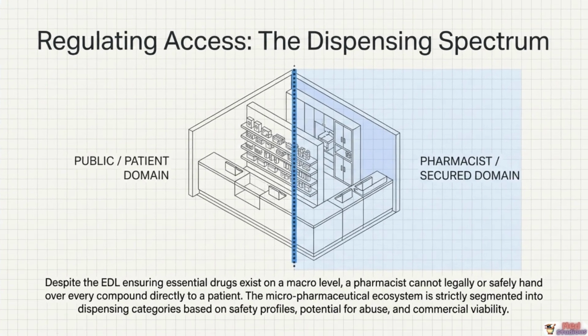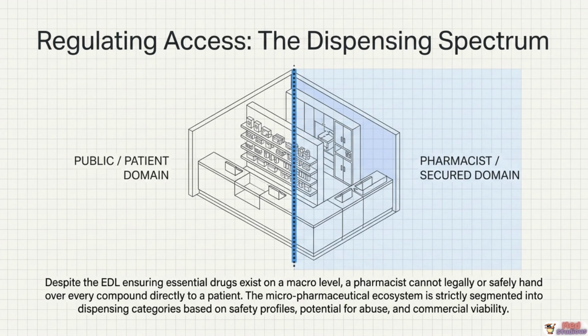The essential drug list solves the macro-level problem, ensuring the right drugs exist within the national healthcare system. But it creates a new micro-level challenge. Not every drug on the EDL can or should be handed directly to any patient who requests it. Some drugs are safe for unsupervised self-medication. Others require physician oversight because their misuse could harm the patient or create serious public health consequences, like antimicrobial resistance. Still, others are so potent that their dispensing must be tracked and controlled.